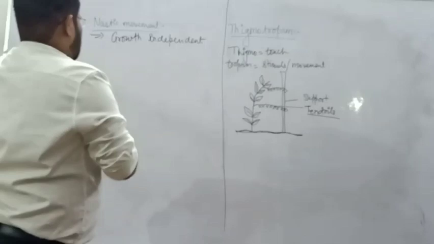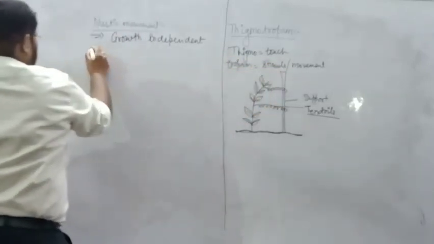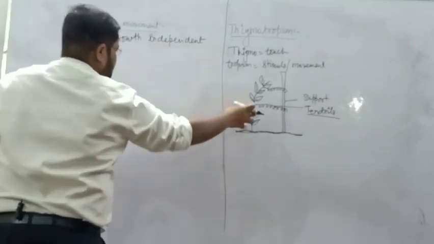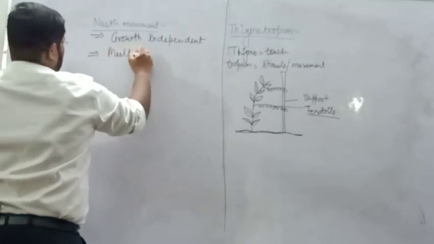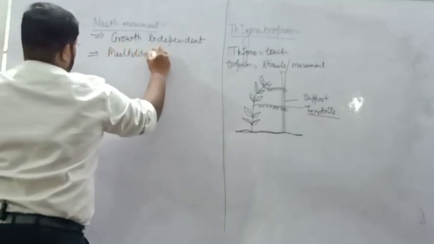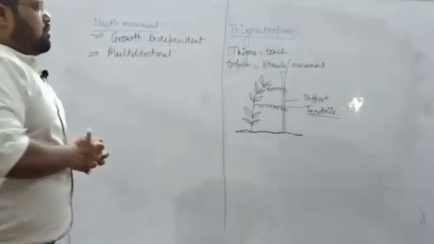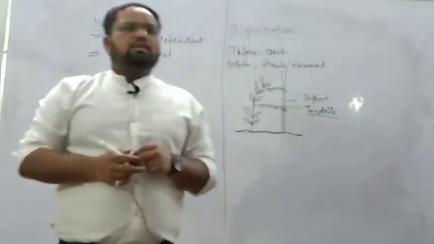Second one, here the stimulus will come from one direction, but here the stimulus will come from different directions. It means they are unidirectional, they are multi-directional. Okay, so growth independent, multi-directional, these two points are clear.